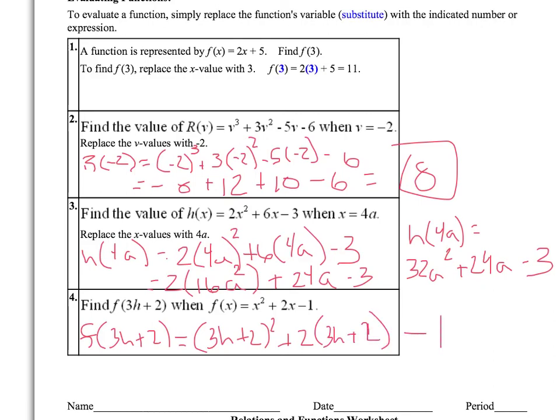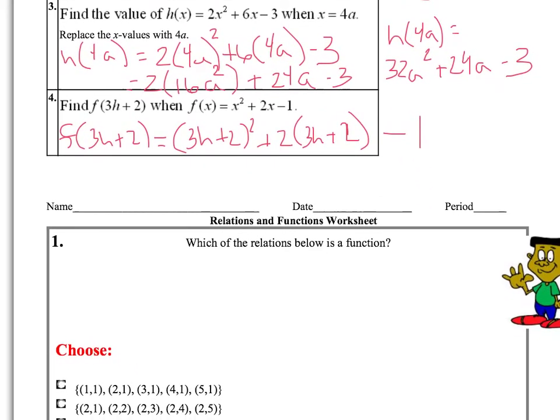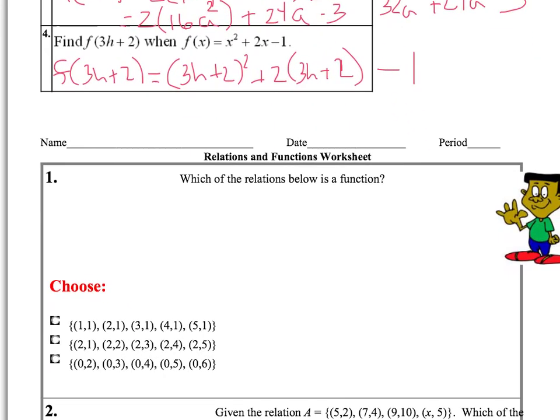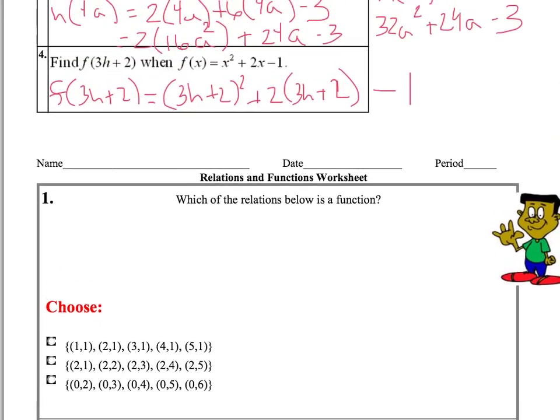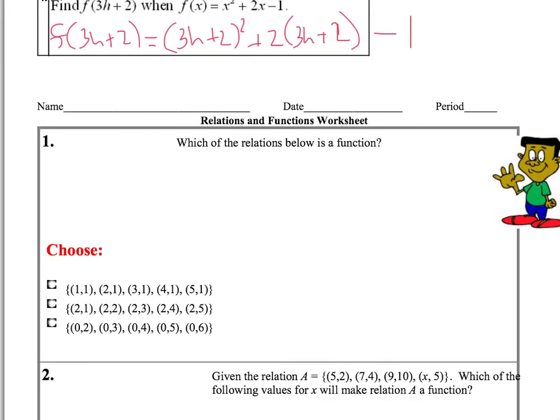Okay, what I want you to do is finish problem number 4. We will go over it tomorrow. Please be careful with it. It's not one of the easier ones. And then after that, we will also be working through some of these problems on the worksheet. We'll see what you can do, and I'll help you through it tomorrow.